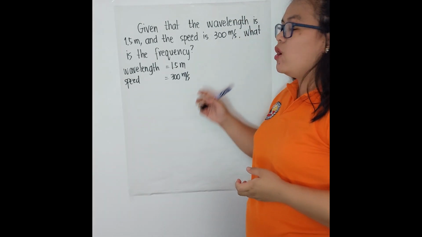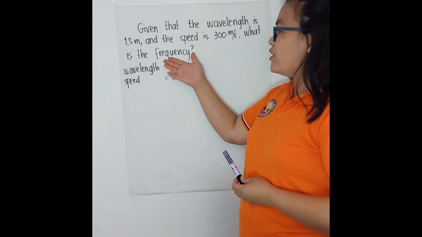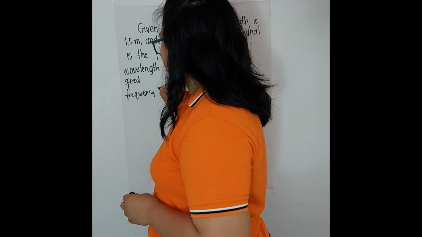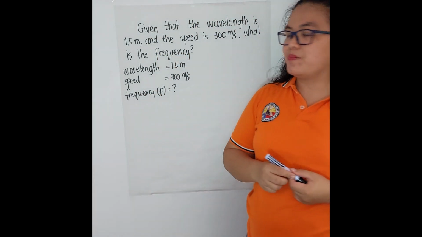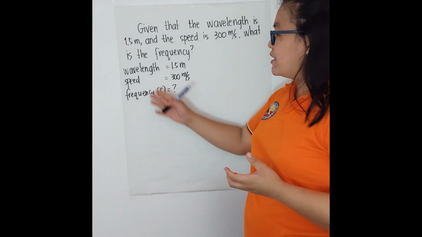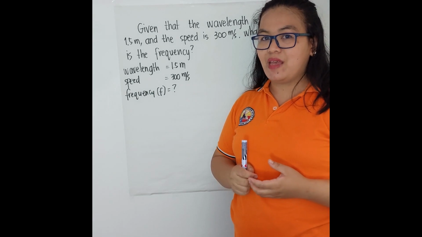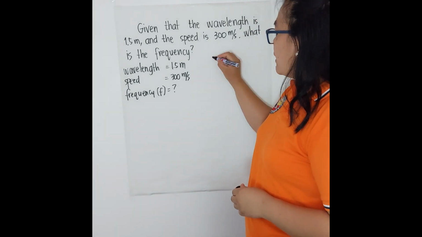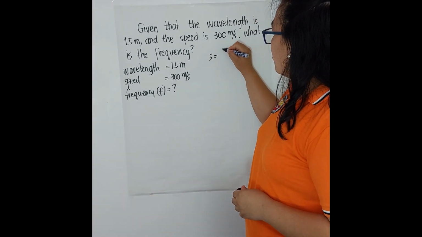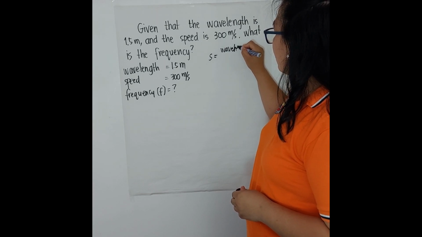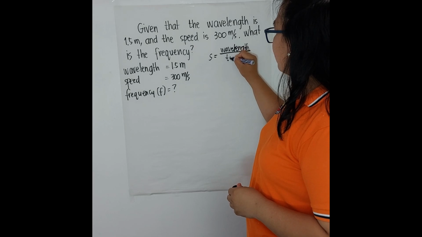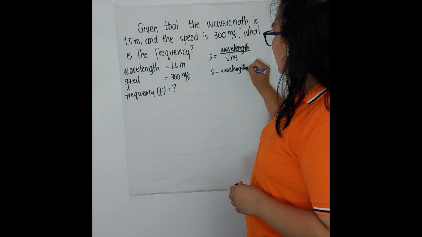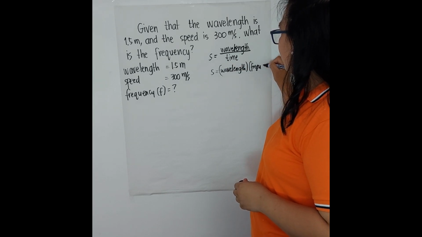Next, after writing what is given, we need to know what is the unknown. We are looking for frequency, which is also written as F in our examples. So we have the given wavelength, speed, and frequency. What's next? We need to identify which formula we should use. We have two. Speed is equal to wavelength over time, and speed is also equal to wavelength multiplied by frequency.